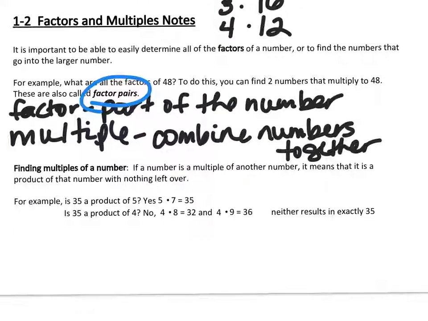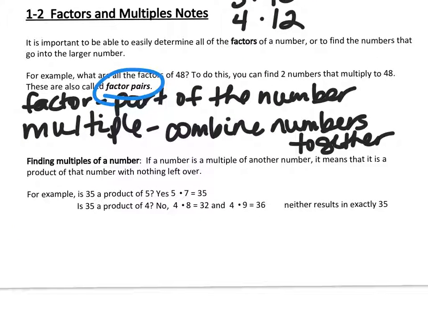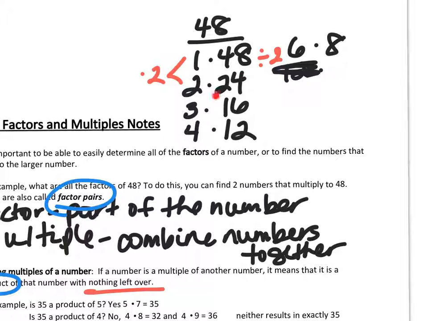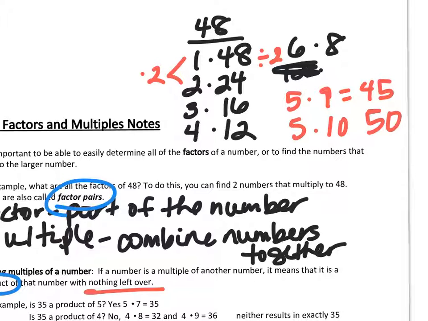Okay? All right, so when you're trying to find multiples of a number, a multiple of a number has to be a product, what you get when you multiply two numbers together, and it has to have nothing left over. So when you go back to the 48s, any of these pairs that I multiply together don't have anything left over. They multiply exactly to 48. Remember I said that 5 wouldn't work because 5 times 9 is 45, close to 48, but not 48. 5 times 10 is 50. So neither one of those are 48 right on the dot, which they need to be. So 5 is not a factor of 48. Other way to say that is 48 is not a multiple of 5. Okay? Has to be exact.